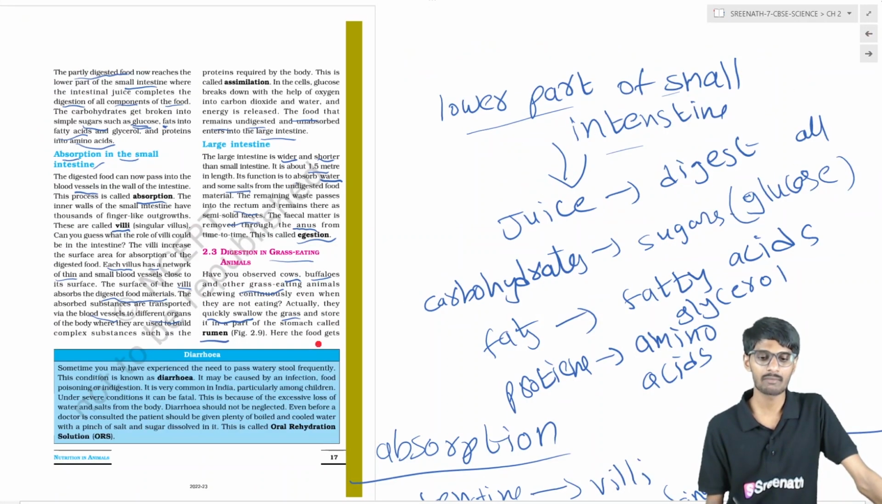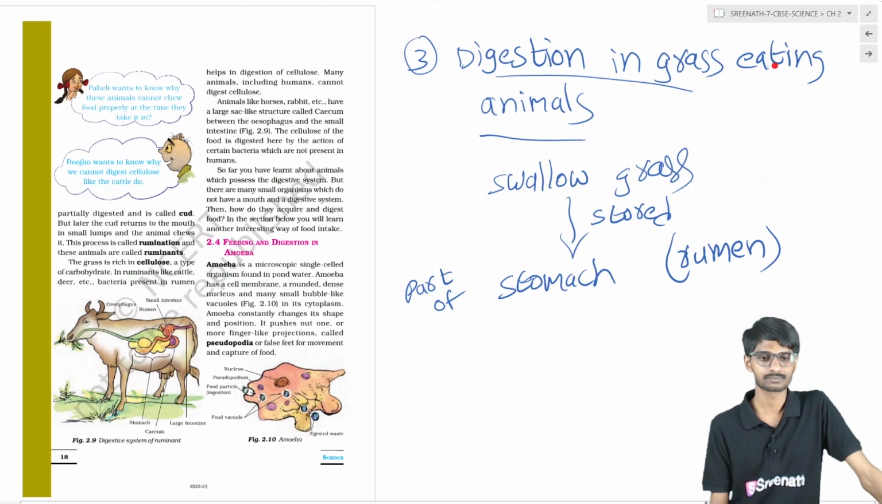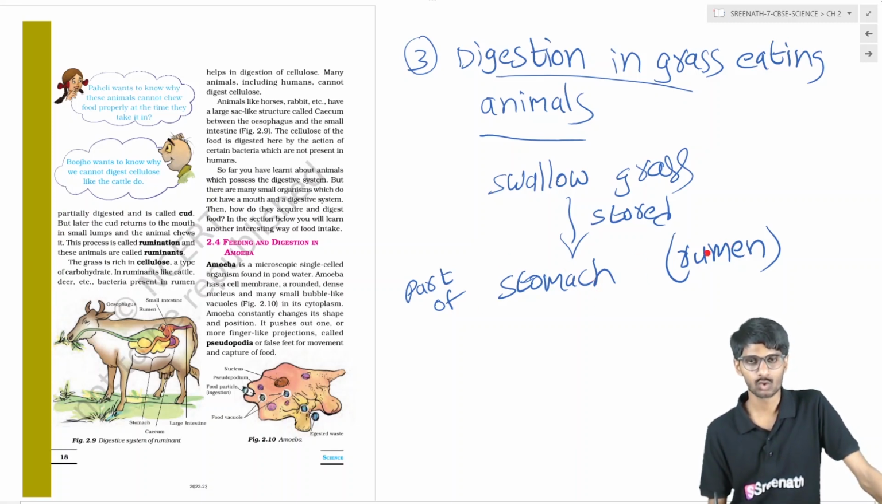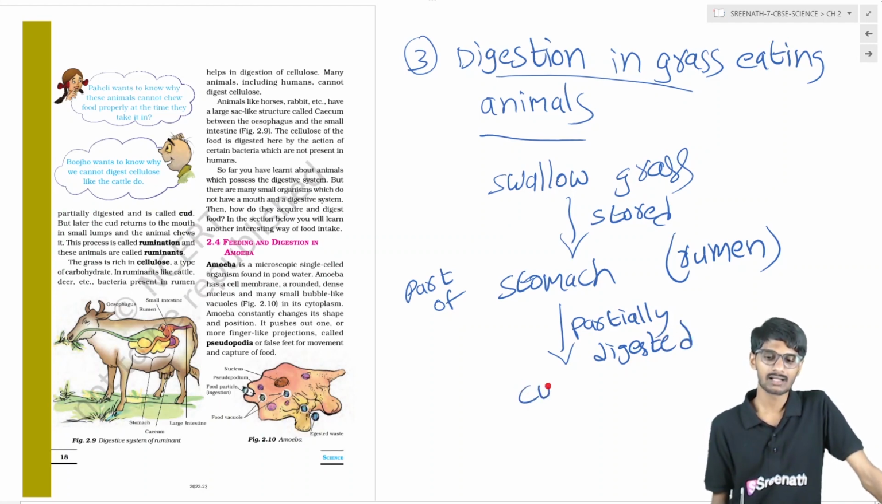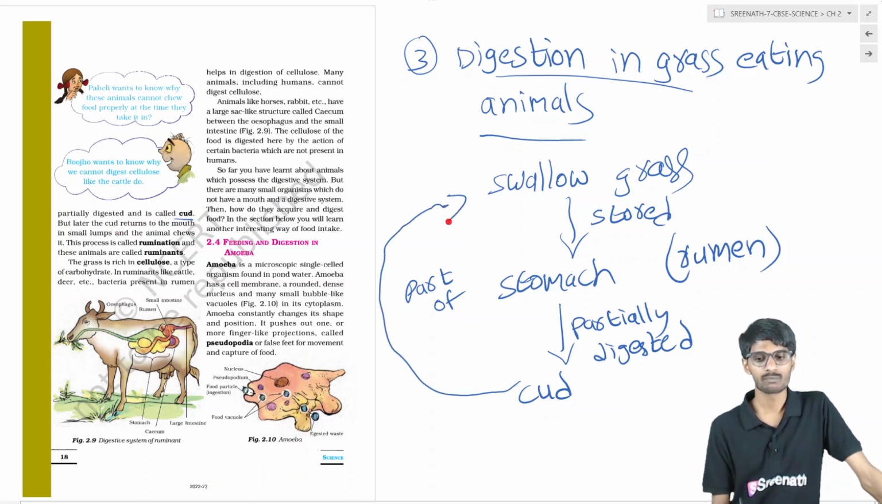So after that, what happens here? The food gets partially digested and is called cud. Whenever they swallow the grass, it is stored in the stomach, which we call the rumen, and after that it is partially digested. We call it the cud. But later the cud returns to the mouth.